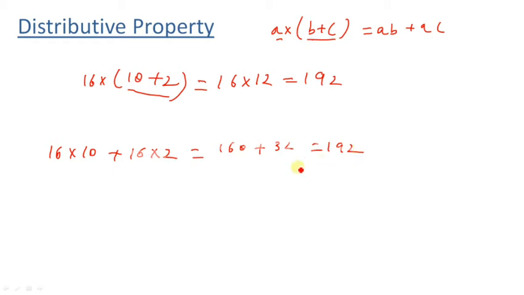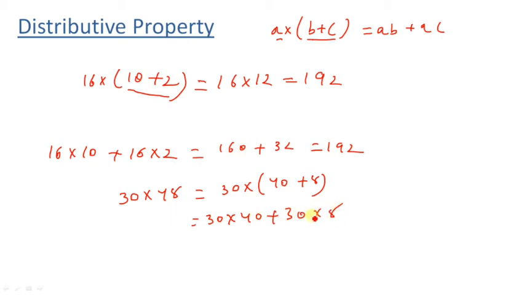Now what is the use of the distributive property? Suppose you have to find a calculation like 30 into 48. Now to do this multiplication, you can use different methods, right? But we can also do this with the help of the distributive property, and that will be easier and there will be less error. We can write this as 30 into (40 plus 8). Now which will be equal to 30 into 40 plus 30 into 8.